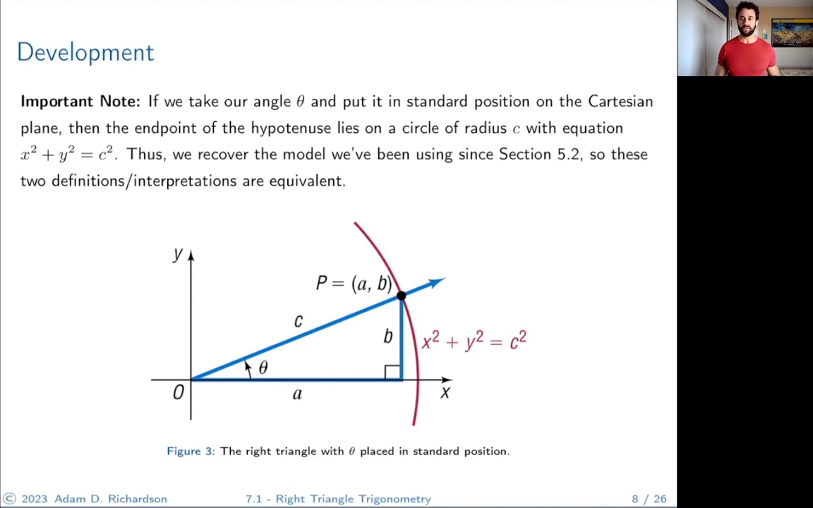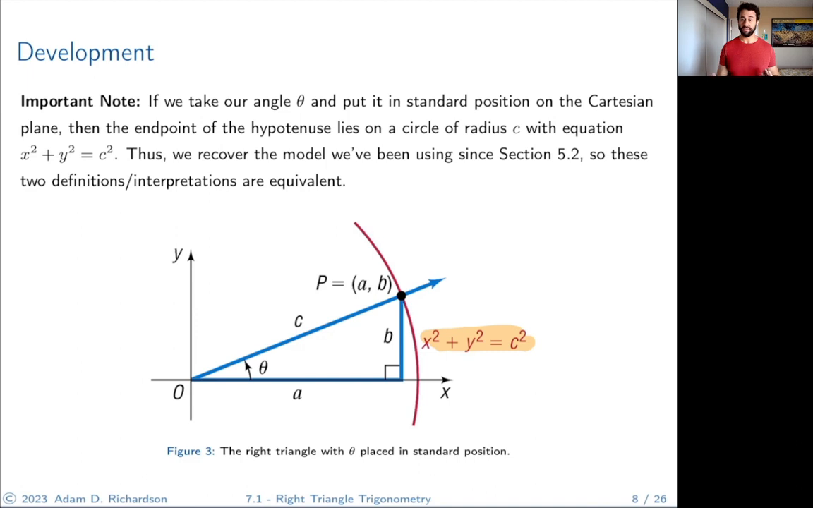So here's what we can do. If we take that angle theta and we put it in standard position on the Cartesian plane. So remember, standard position means you put the vertex at the origin. Well, if you do that, then the end point of the hypotenuse lies on a circle of radius c. And the equation of that circle is x squared plus y squared equals c squared. And this is exactly how we defined the trigonometric functions for a circle of radius c back in section 5.2. So this is the recovery of all that other theory that we've been talking about for the whole course.